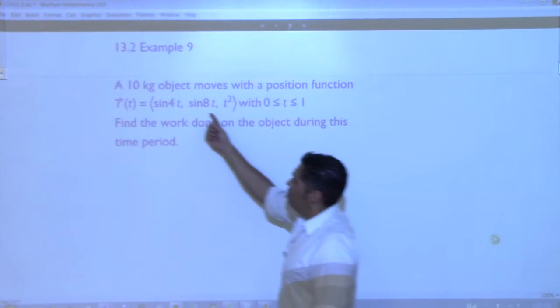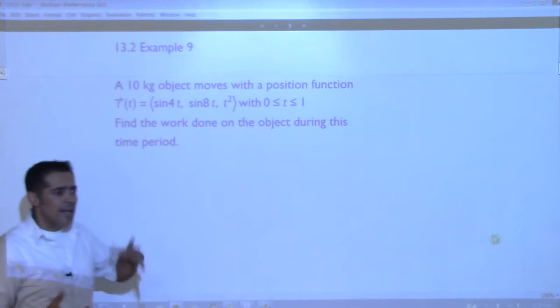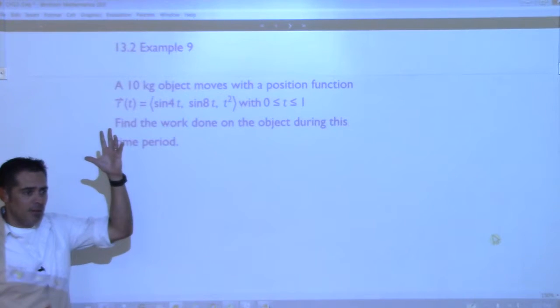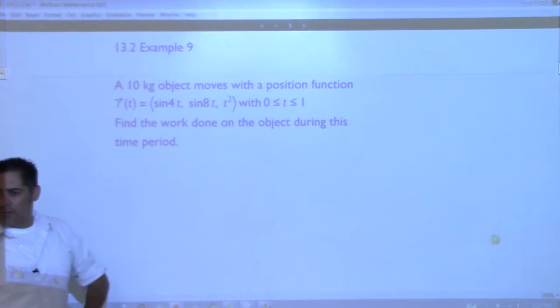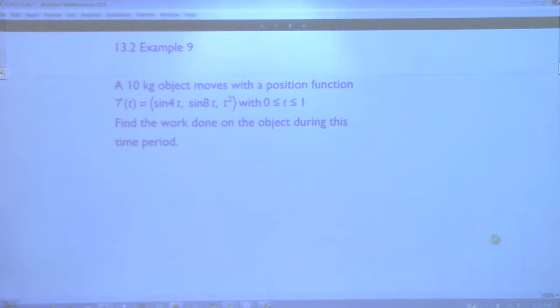We also don't know the units we're using for this r. We don't know if this is miles or feet or anything else. And the last problem with the silo, we had feet, pounds, right? So we want to find the work done on the object during this time period.